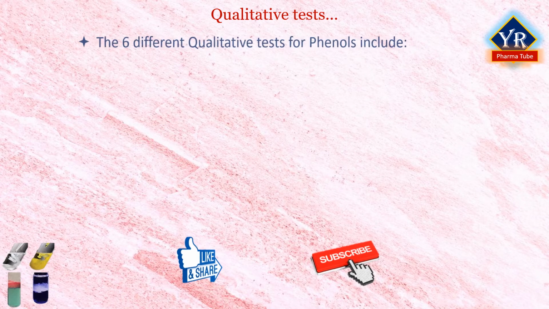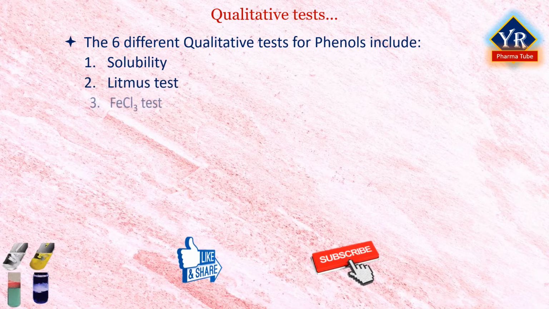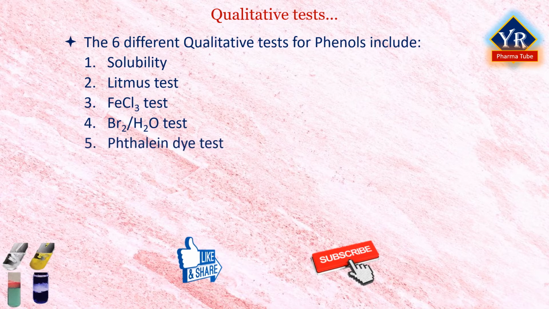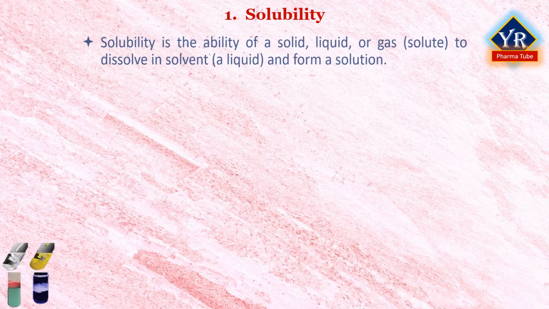The 6 different qualitative tests for phenols include number 1 solubility, number 2 litmus test, number 3 ferric chloride test, number 4 bromine water test, number 5 phthalein dye test and number 6 Liebermann's test. Coming to the first qualitative test for phenol, it is solubility.